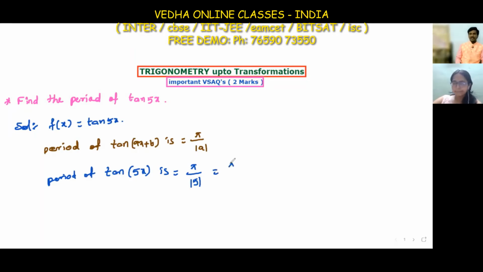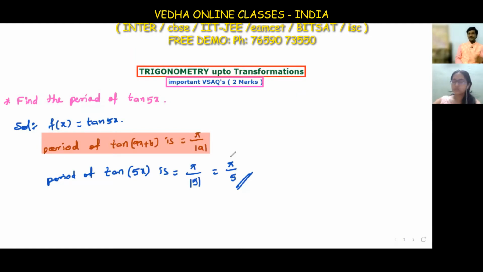So finally, what is the answer here? Pi divided by 5. This is the required solution. So it is a very simple problem. If you know the formula, it's nothing. It's very simple, easy. Pi by mod a is the formula for the period of tan(ax plus b). Okay. Now we'll go to the next question.